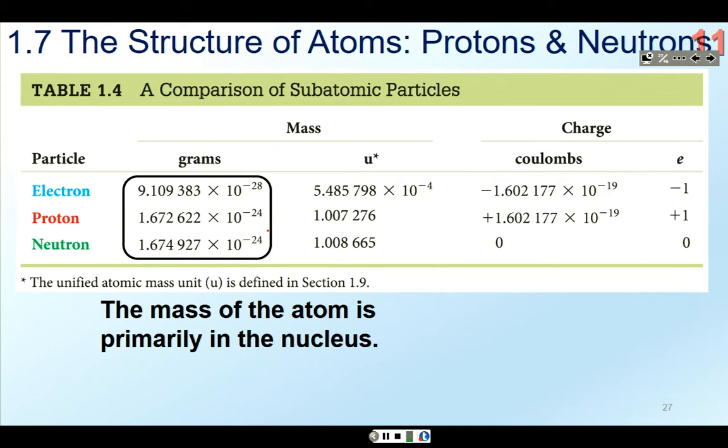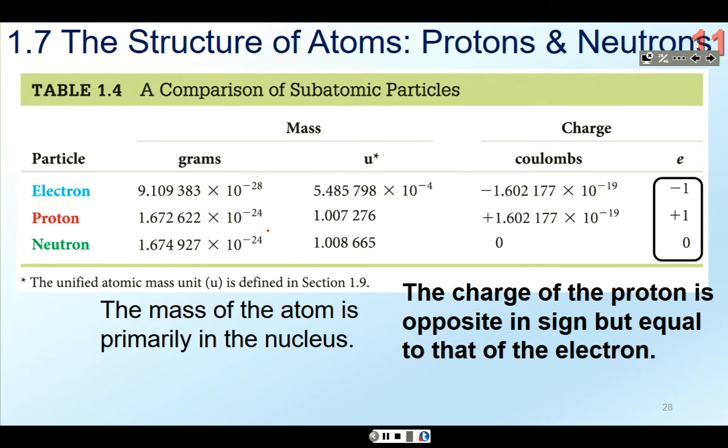So the mass of the atom is largely found in the nucleus. What else does this information show us? The charge of the proton is opposite in sign but equal to that of the electron. So they have opposite charges, and they're just defined as a charge of 1. So one's plus, one's minus. The proton is plus, and the electron is negative. Now, the proton has a lot more mass than the electron, but they're opposite and equal in charge. All right, important things to know about atoms.